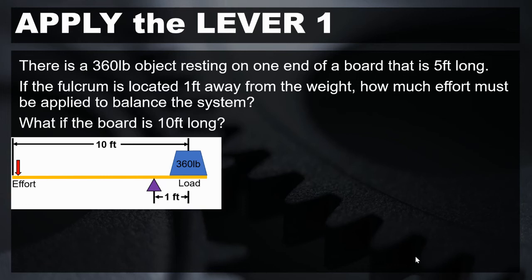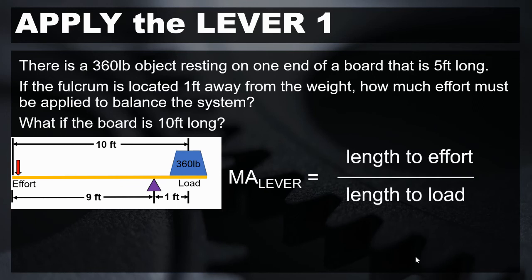The distance from the load to the fulcrum is still 1 foot, but it's not included in the problem, but we should still include it in the drawing that the distance to our effort is now 9 feet. So let's plug that into our equation of mechanical advantage for the lever is equal to the length to effort divided by the length to the load. We use our known variables of the effort distance, which is 9 feet to the fulcrum, and our load distance, which is 1 foot to the fulcrum. Our feet cancel out, and we're left with a mechanical advantage of 9.